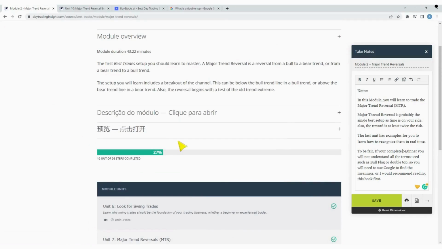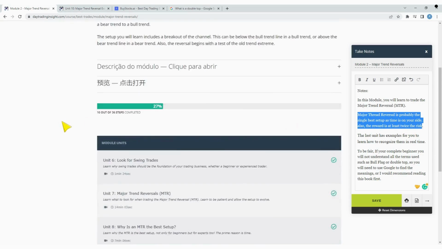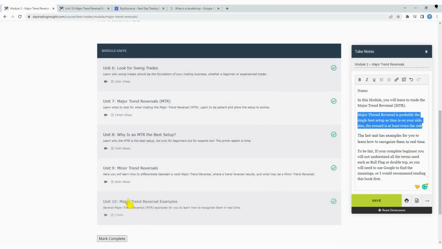Now, as I said, it's well illustrated, and he goes on to say that the major trend reversal is probably the single best setup as time is on your side. Also, the reward is quite good, at least twice the risk. And there are 5 units here, and in the last unit there are live examples to show you how to recognize a major trend reversal in real time.